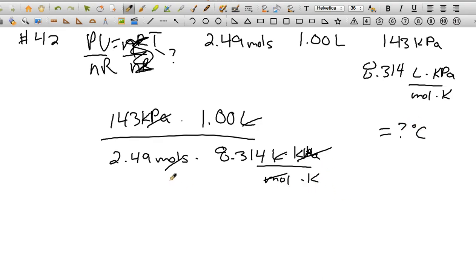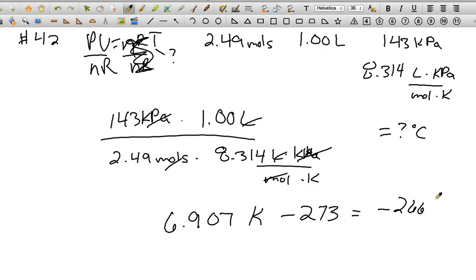get us to temperature. So I'm going to take 143 times 1, which is still 143, divided by left parenthesis 2.49 times 8.314, right parenthesis, and I end up with 6.907. Okay, this is Kelvin. Now, to get it to Celsius, we're going to subtract 273. Remember, 0 Kelvin equals negative 273, so we would subtract the two of those. So I'm going to take my 6.907 minus 273, and I'm going to end up with negative 266 degrees Celsius by the time we worry about sig figs, because there would be 3. So here is the temperature for number 42.